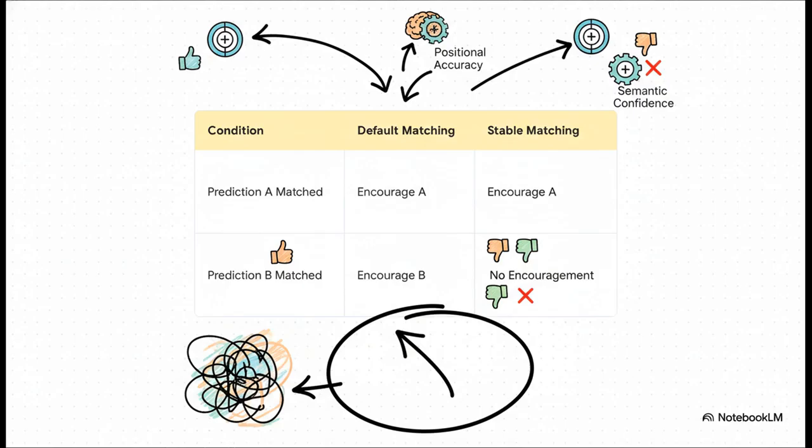Now look at stable matching. Here, only prediction A gets encouraged. If prediction B is matched, the one with the bad location, it gets no encouragement at all. This simple change forces the model down a single, consistent path that always favors positional accuracy.